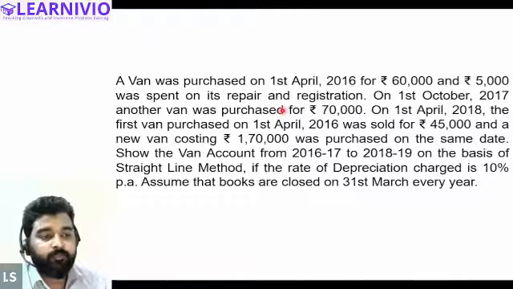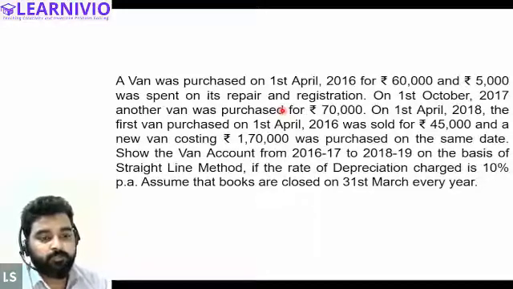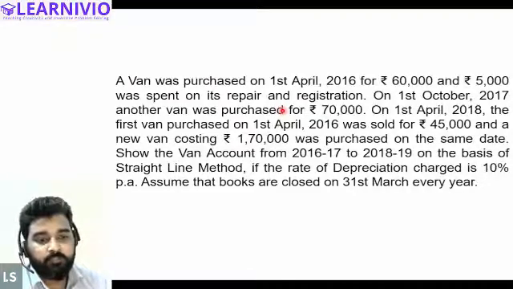So basically, we need to prepare the van account. The rate of depreciation is 10%. So come on, everyone, start preparing the van account for 3 years. I'm giving you 10 minutes to solve this question. I hope that you can do this question within a period of 10 minutes. Otherwise, I'll be helping you out with the question.